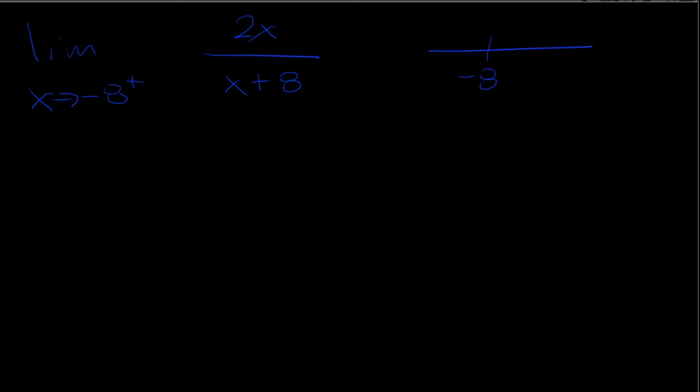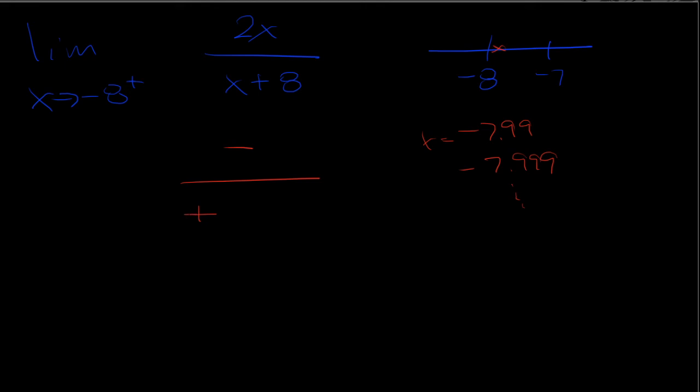If you're having trouble, pick a number to the right of negative 8, like negative 7.99 or negative 7.999, etc. So that's the x value that we're considering, any of these x values. x here is negative, so 2x will also be negative. So we have a negative number at the top. And a number to the right of negative 8, let's say negative 7.99 plus 8, that's going to be positive. So that's a positive number.